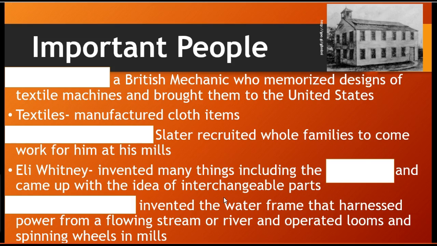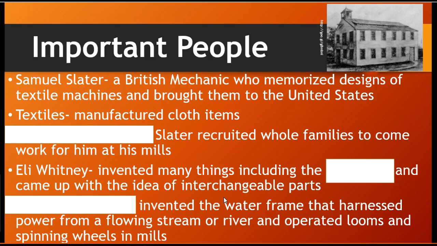The way that we got to mass production is we had a couple of really important people that started this idea of mass producing goods. And the first guy we're going to talk about today is Samuel Slater. And Samuel Slater was a British mechanic, and he basically memorized designs for textile machines in Great Britain, and he came over to the United States and brought them here, and he expanded on them.